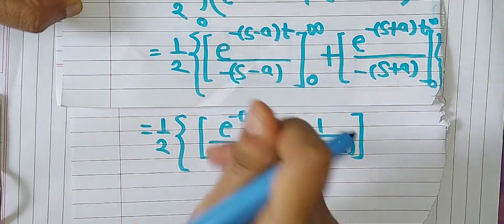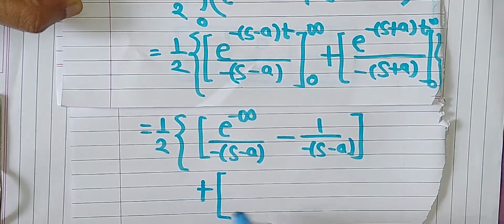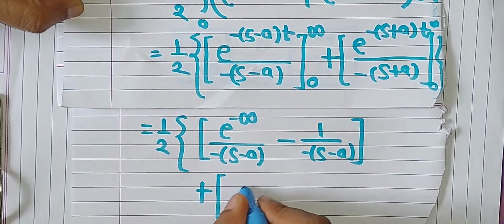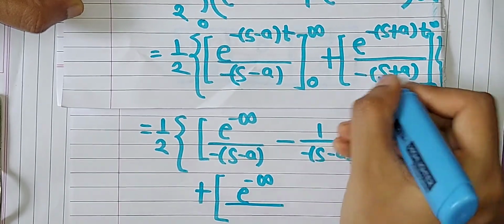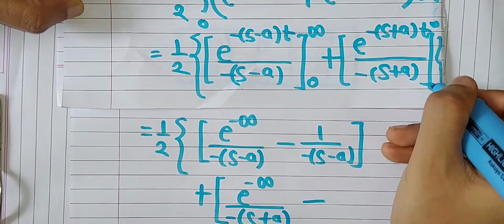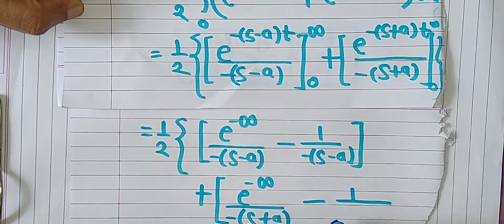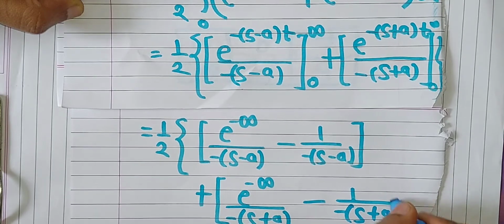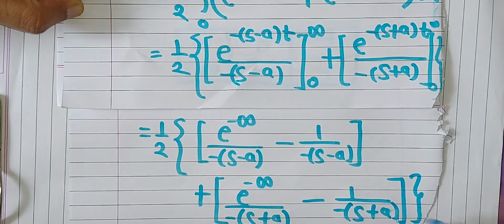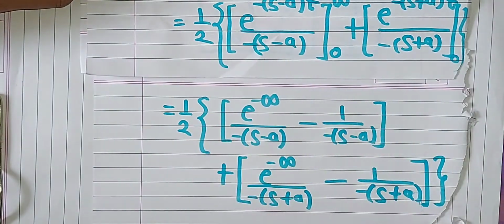So this is our simplification of the first bracket. Similarly, plus the second bracket: put infinity in place of t, then we get e raised to minus infinity divided by minus (s plus a). The middle term is minus; again put 0 in place of t, e raised to 0 is 1, divided by minus (s plus a). So this is your second bracket. After completing this, put the curly bracket. So after putting the upper limit and lower limit, we have obtained this value.